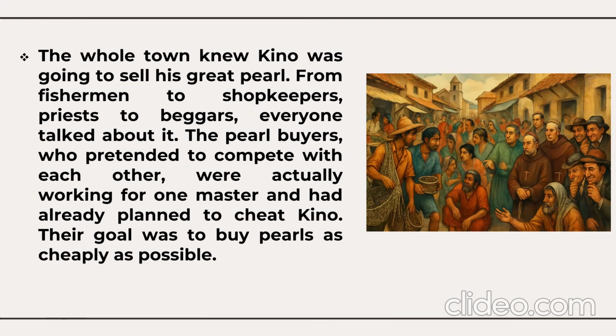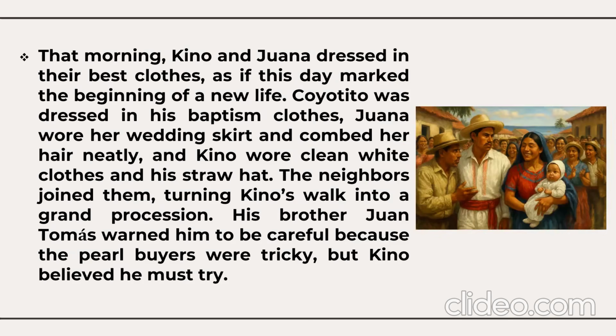The pearl buyers pretended to compete with each other. There was a competition among the pearl buyers. They were actually working for one master, and they had already planned to cheat Kino. All of them had planned to cheat Kino. The goal was to buy pearls as cheaply as possible by cheating Kino.